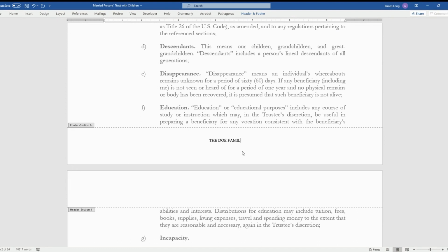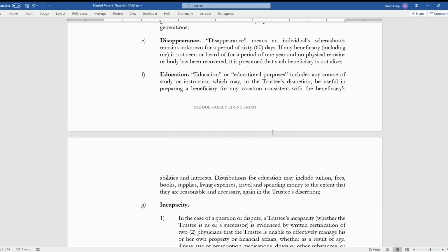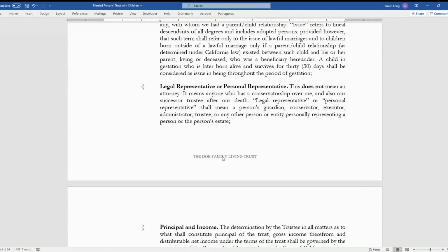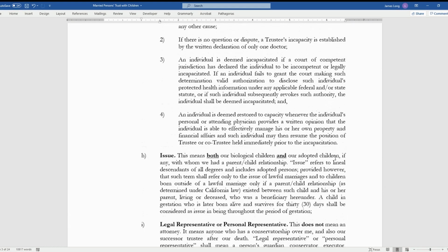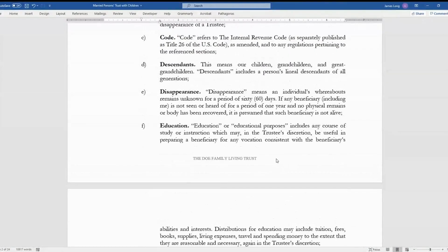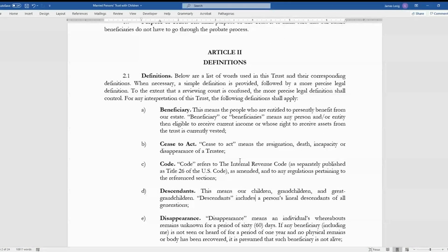Or there's a different section. There it is. All right. That way you've got the name of the trust in the footer. Again, you don't need it, but it's a nice little feature.